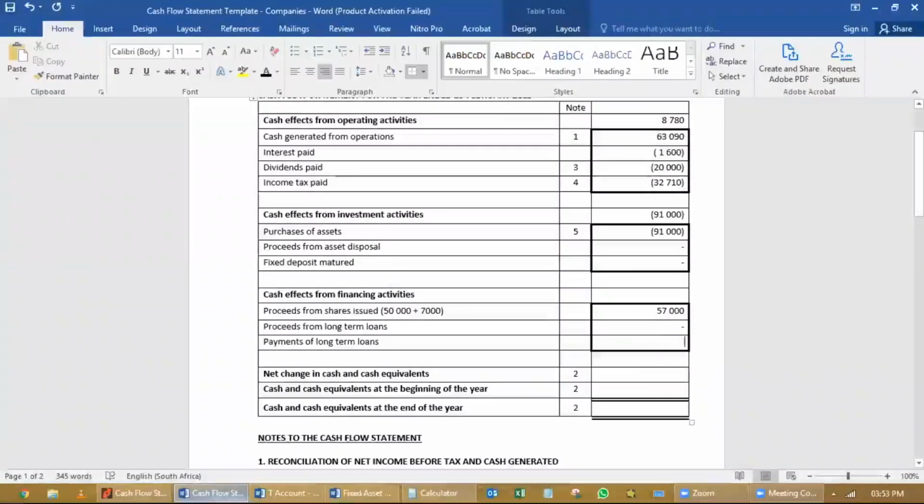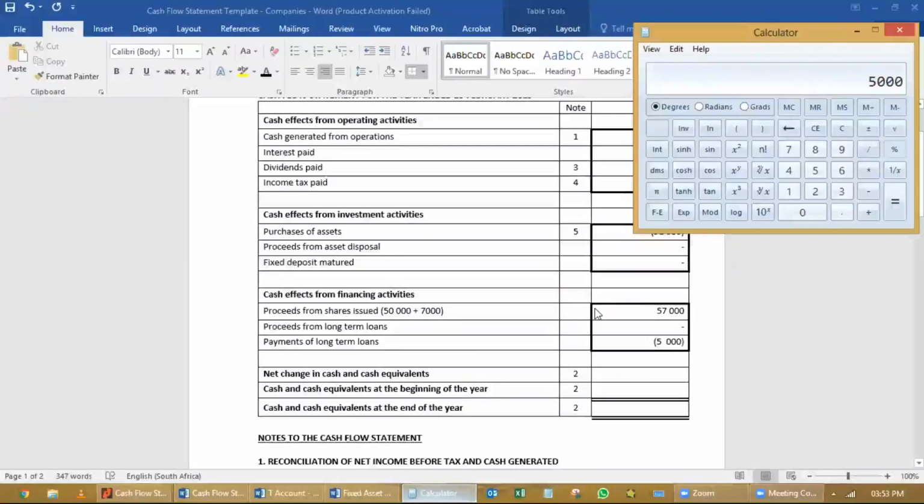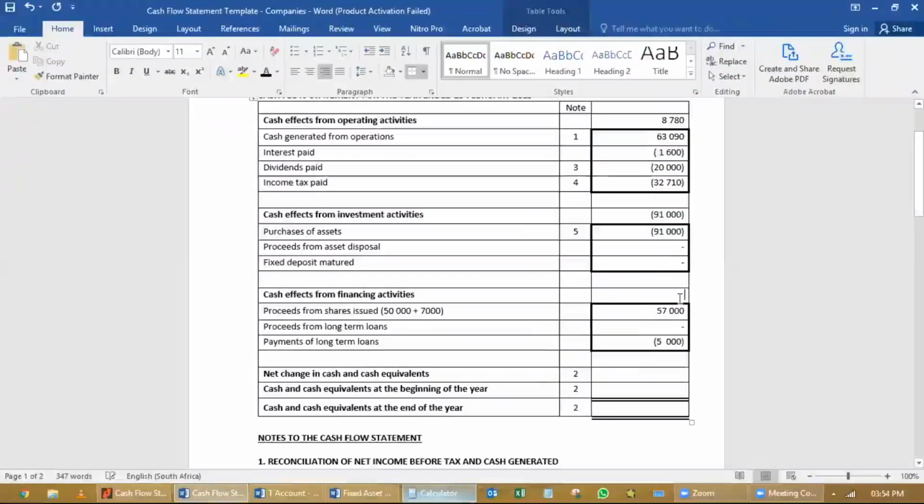So then we're going to put the 5,000 Rand in there, but it needs to be in brackets because we paid back the money, we repaid the loan, and it's an outflow of cash, so it needs to go in brackets. And then you don't really need your calculator for this, but we have to calculate our cash from financing activities. So it's 57,000 minus 5,000 gives me 52,000. Right, and now I've done all of these amounts.